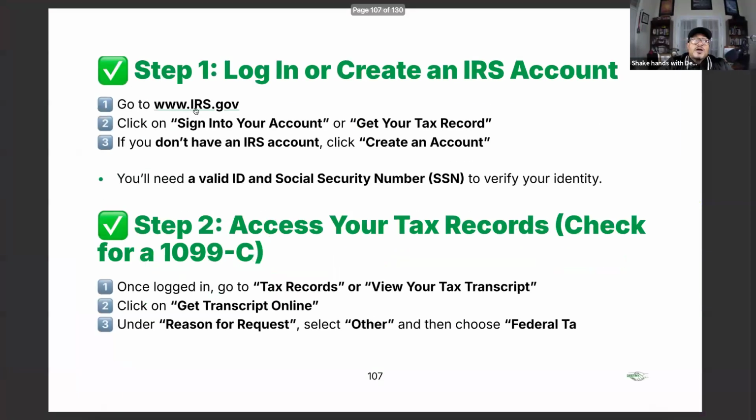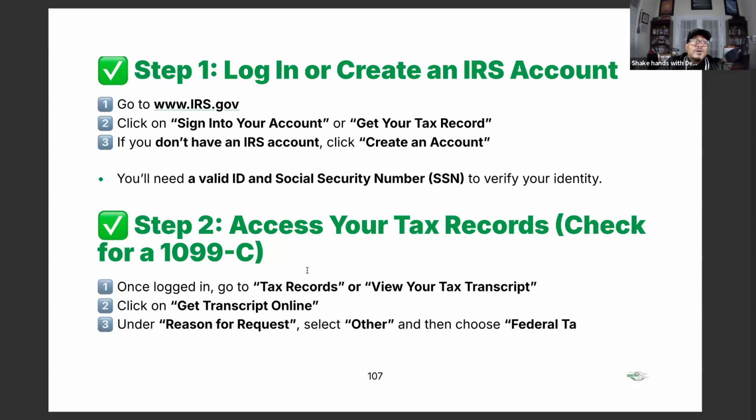Okay. All right, so you want to go to IRS.gov, and I've got it all laid out here for you. Normally I'll do screenshots, but I just wanted to lay it all out here in English for you so you can always take screenshots, okay? Sign into your account. If you don't have one, create one. You'll need a valid ID, like your driver's license or your passport, along with your social security number, to verify your identity.